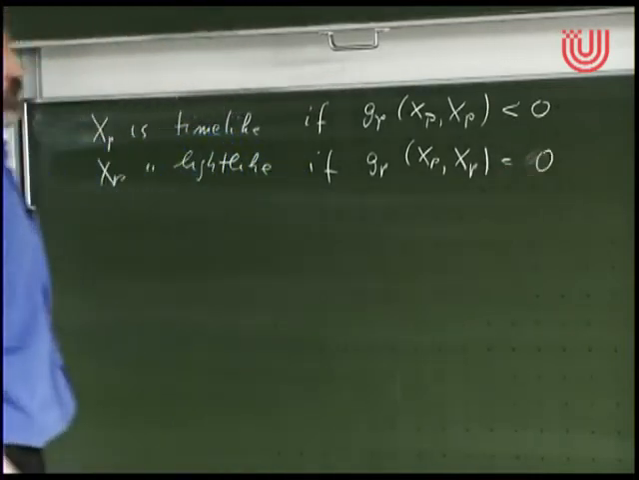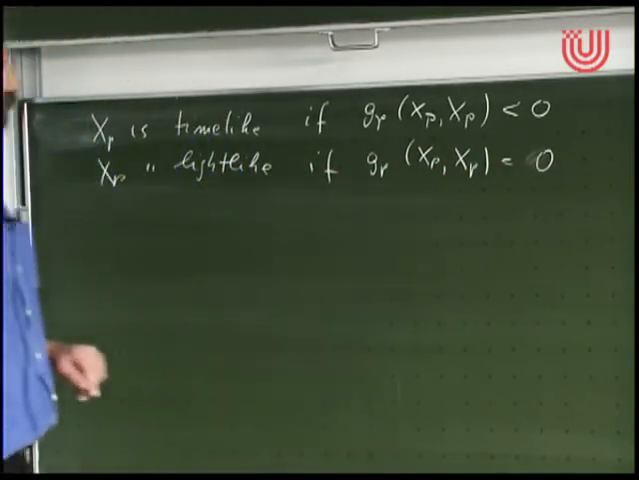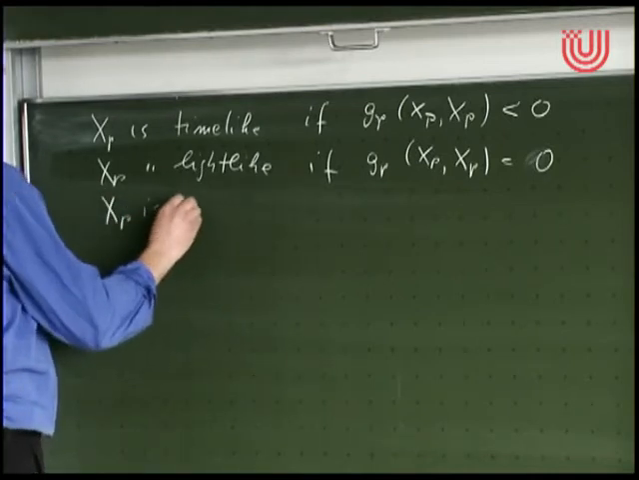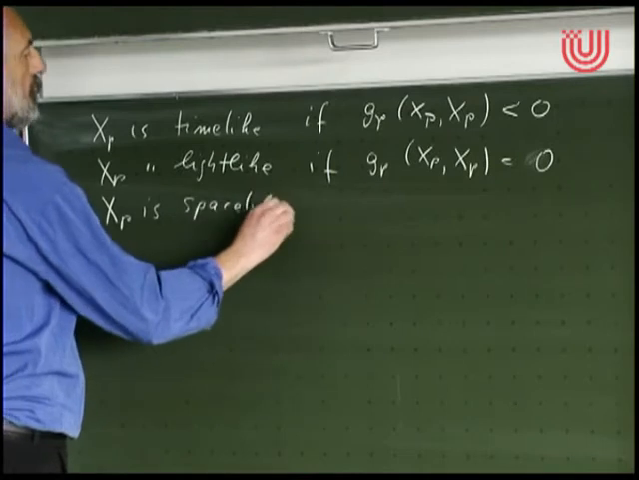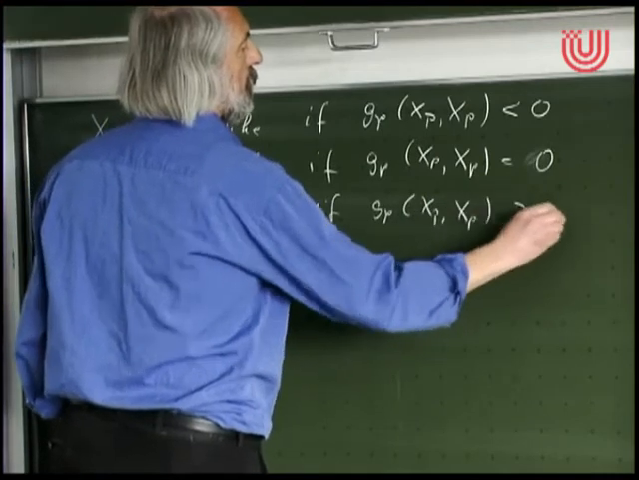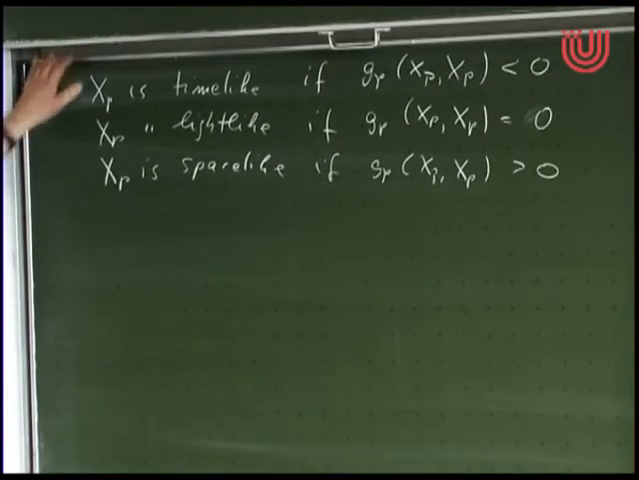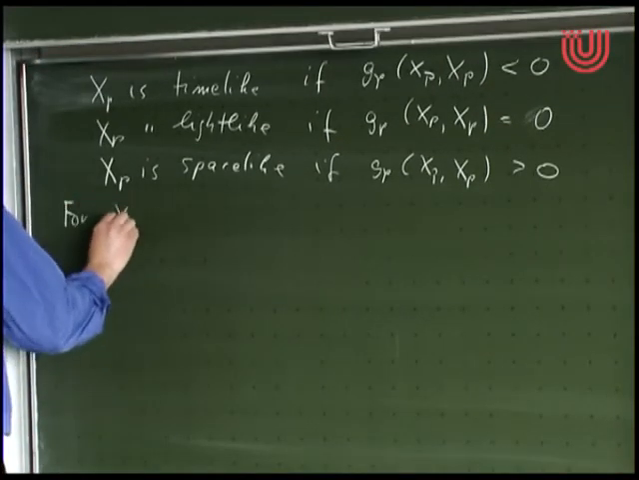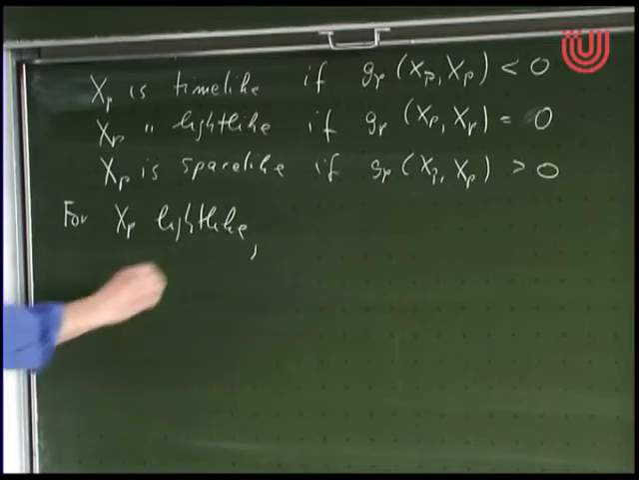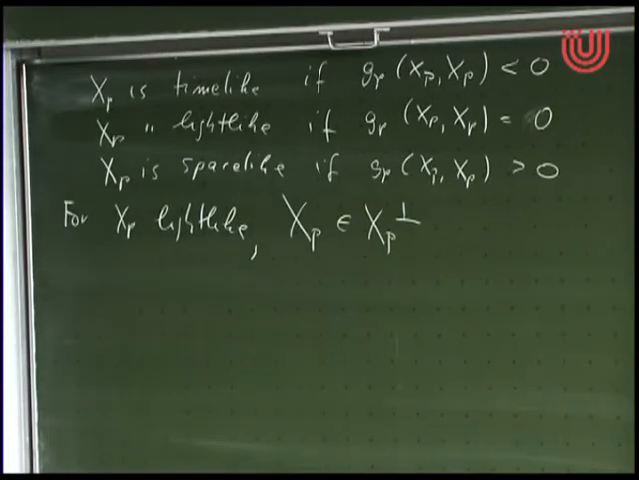Which of course is impossible in the Riemannian case, right? So it's a new feature that we can have vectors which are in their own orthogonal complement, which are perpendicular to themselves. And we say that xp is space-like if g_p(xp, xp) is bigger than 0. And for a light-like vector xp, we have the intriguing property that xp is contained in its own orthogonal complement. Yeah? It's perpendicular to itself.